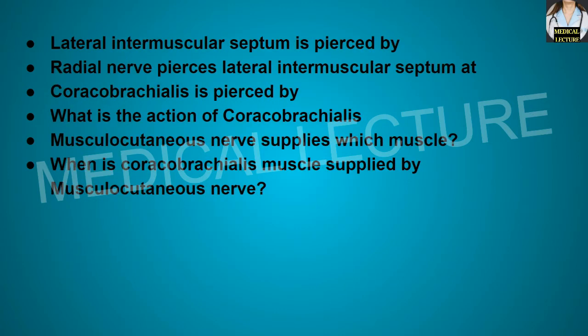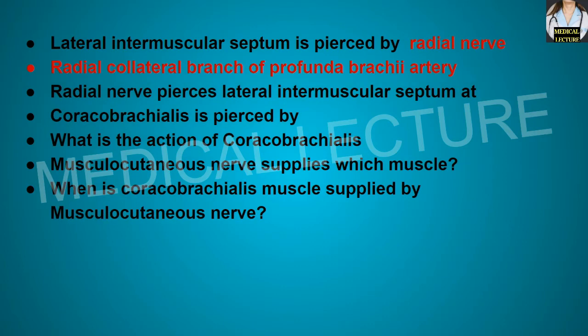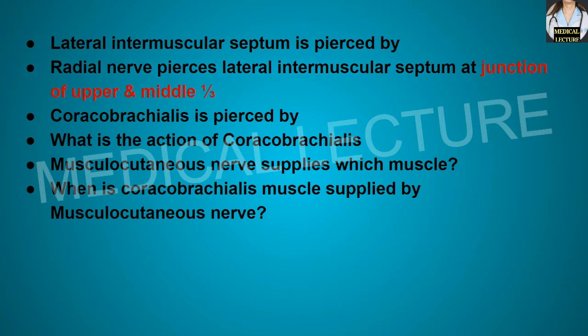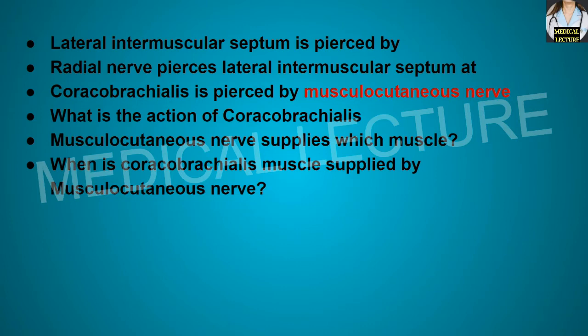Lateral intermuscular septum is pierced by radial nerve and the radial collateral branch of the profunda brachii artery. Radial nerve pierces the lateral intermuscular septum at the junction of the upper and the middle one-third. Coracobrachialis is pierced by musculocutaneous nerve. What is the action of the coracobrachialis muscle?